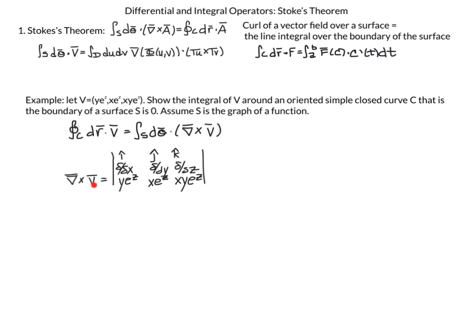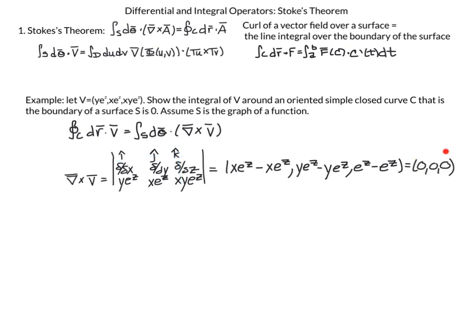I set up my curl for the vector v, that's i, j, k, d/dx, d/dy, d/dz, y e to the z, x e to the z, xy times e to the z. I start with the i direction, cross-multiplying and taking the partial derivatives. d/dy is x e to the z, minus d/dz will be x e to the z. In the j direction, I have d/dx, which is y e to the z, minus d/dz, which is y e to the z. And I should have put a minus sign here, but it's okay, they'll cancel. And finally, in the k direction, I cross-multiply. Derivative with respect to x is e to the z, derivative with respect to y is e to the z.